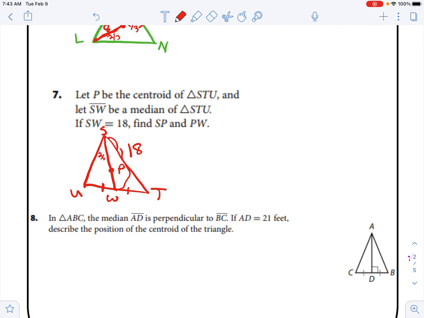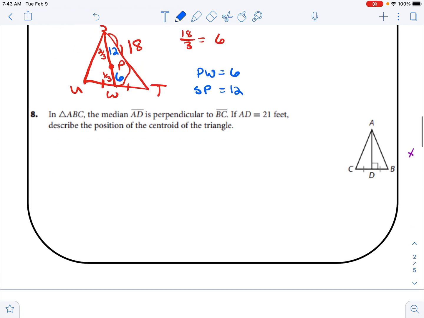So again, we're going to break this up into 2/3 and 1/3. It's easiest to find 1/3 of 18. So 18 divided by 3, that's 1/3, so that would be 6. So now I know this side is 6. 2/3 is twice as big as 1/3, so I just double 6, which gives me 12. So we can say P to W is equal to 6, and S to P is equal to 12.